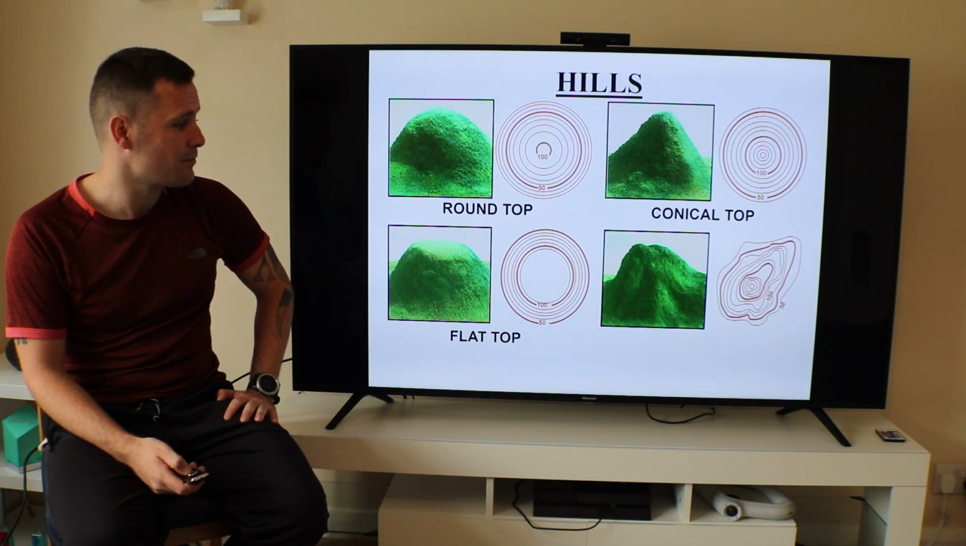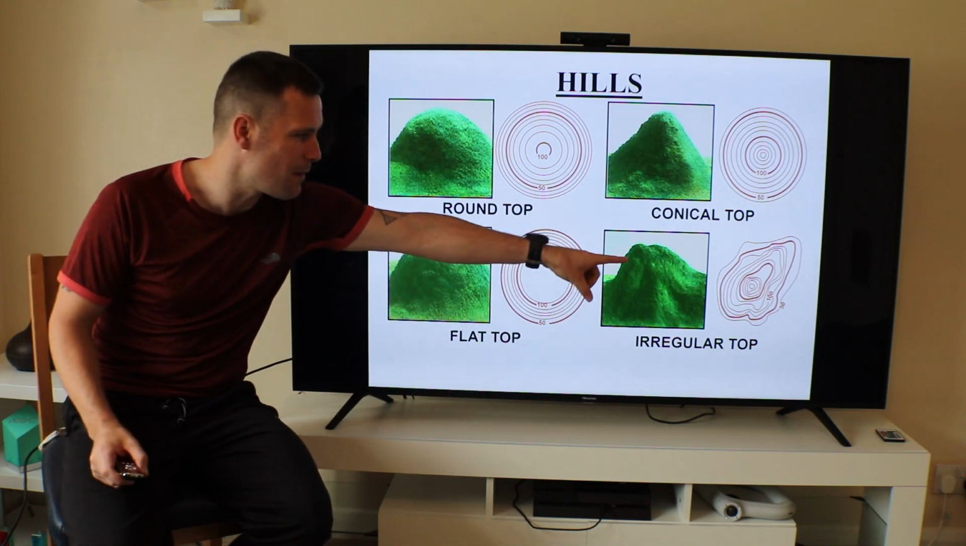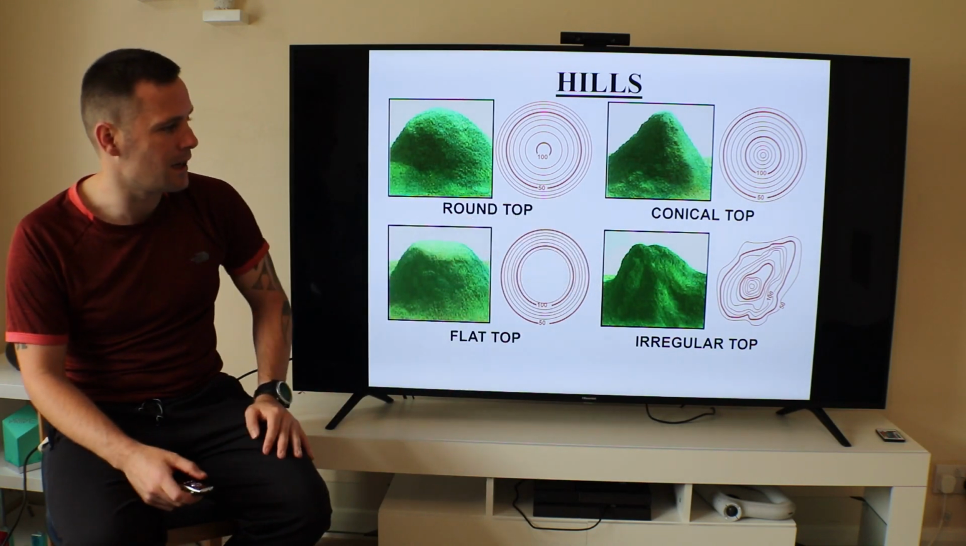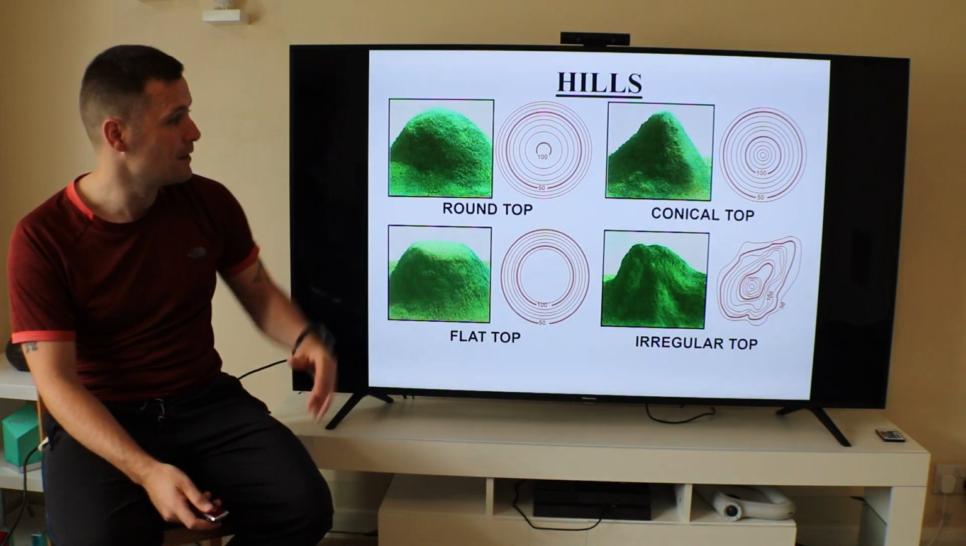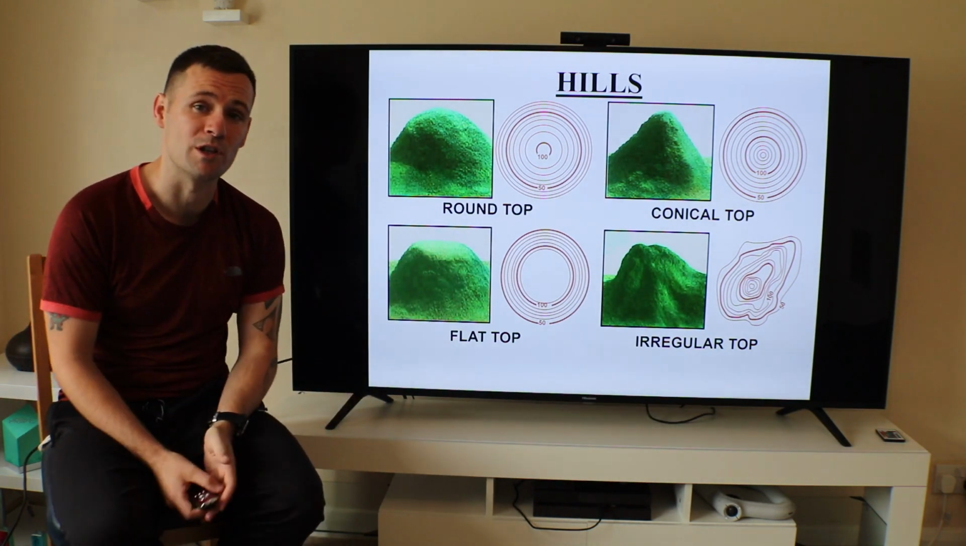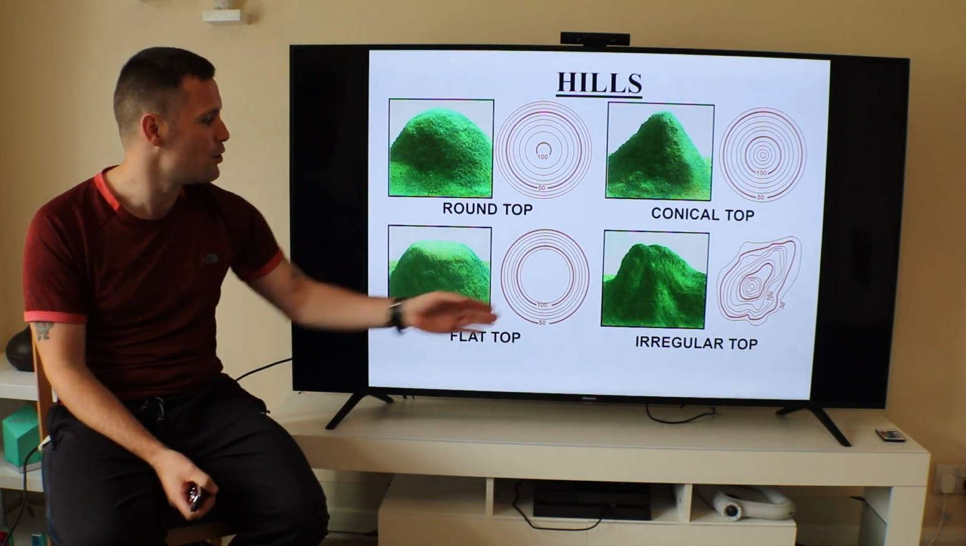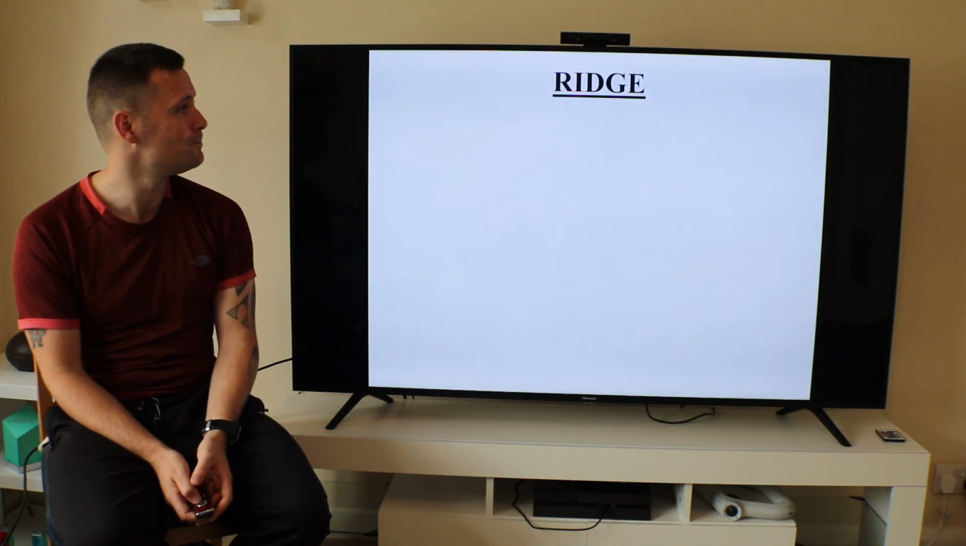And this one, you're going to look at this as a regular top. It's all a mixture of a few. You can see flat bits, you can see a round top, you can see a conical, and it's just a mixture of them all, of a hill. But these are the types of hills you will come across when you look at your maps. But just visualise these contours and know what the hills are going to look like on the ground.